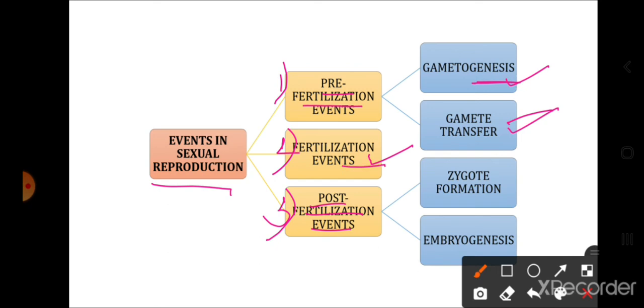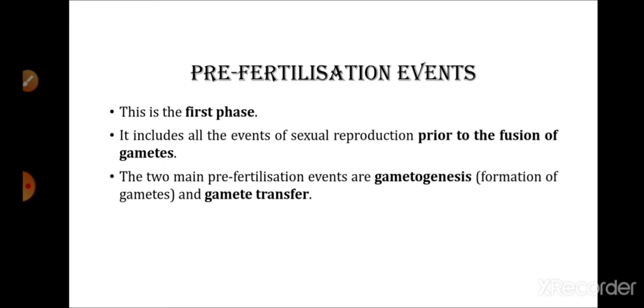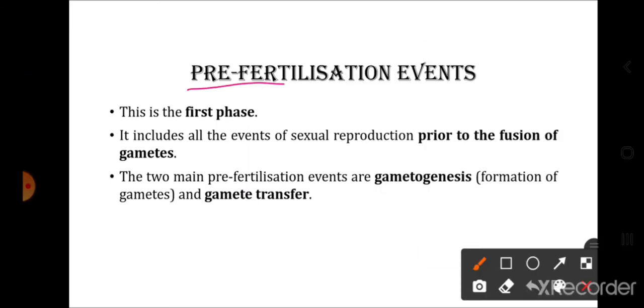Fertilization events, that is the fusion of male and female gametes. Gametogenesis happened, their transfer happened, and after the transfer the gametes will fuse. So, that is called fertilization. And lastly, the post-fertilization, that is after the process of fertilization. It involves zygote formation and embryogenesis. Fusion of the gametes leads to the formation of the zygote, and the zygote will later form the embryo. That is embryogenesis. So, this chart shows the complete stages occurring in the process of sexual reproduction. So, let us begin with the pre-fertilization events.